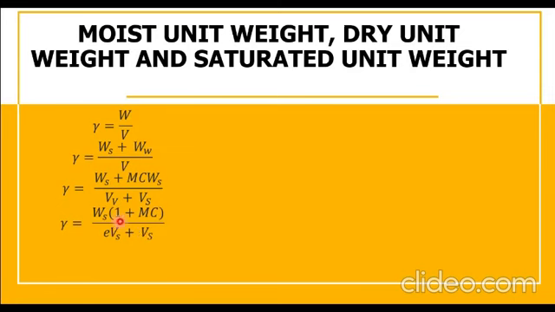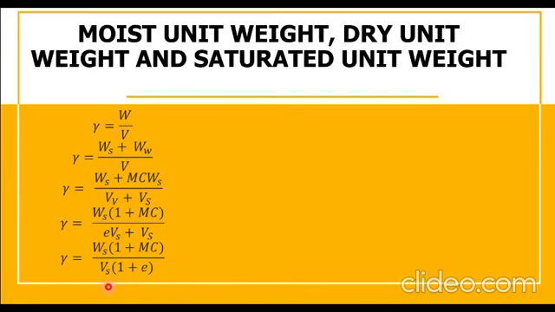And therefore, pag nilabas natin yung Ws, this will be equal to Ws times 1 plus MC all over eVs plus Vs. Why is this that it's equal to eVs? Because from the formula of the void ratio, it's equal to Vv over Vs. And therefore, Vv is equal to eVs. That's why this will be equal to Ws times 1 plus MC over Vs times 1 plus e.